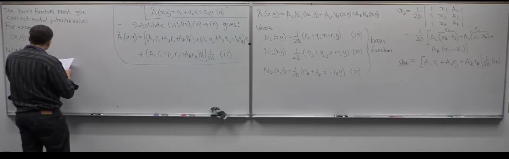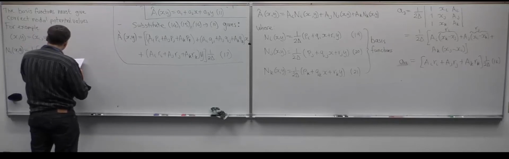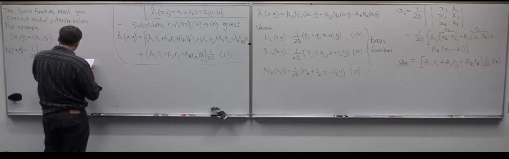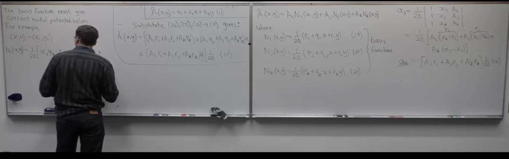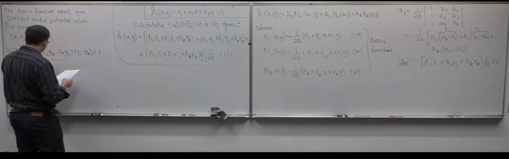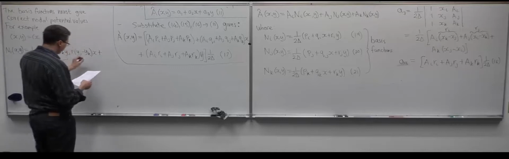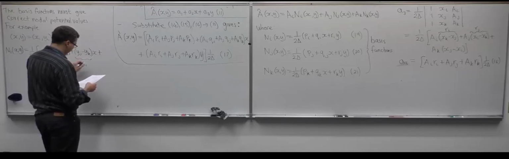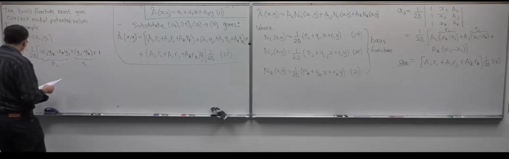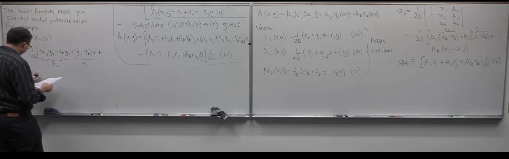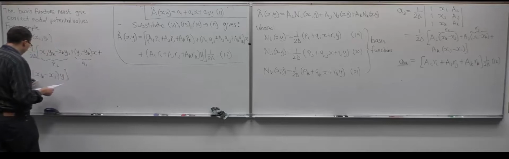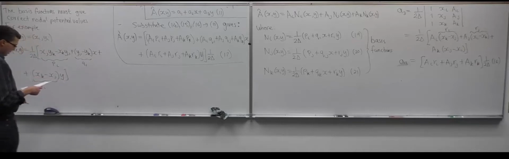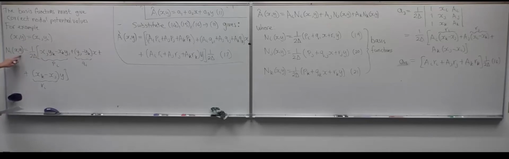So Ni is equal to 1 over 2 delta times (xj yk minus xk yj) plus (yj minus yk) x, and so this first term here is pi, the second term here is qi, and then the third term, which I'm going to write now, is (xk minus xj) y. So this is the third term here, which is ri. Okay, so now we're going to substitute xi, yi into this basis function.